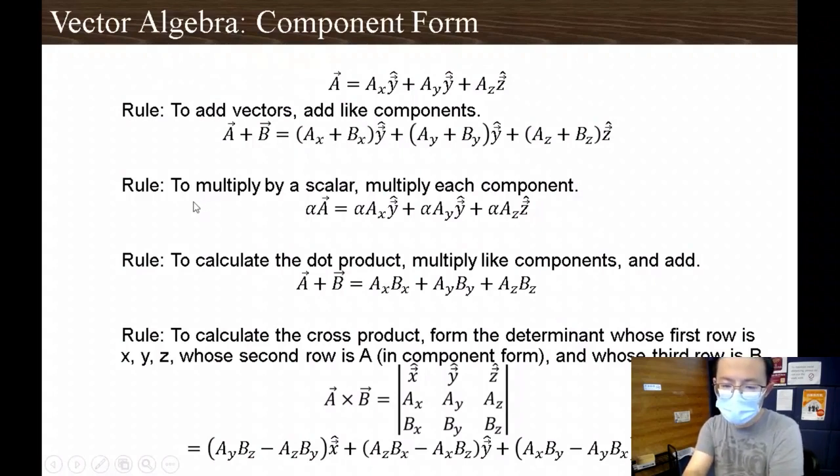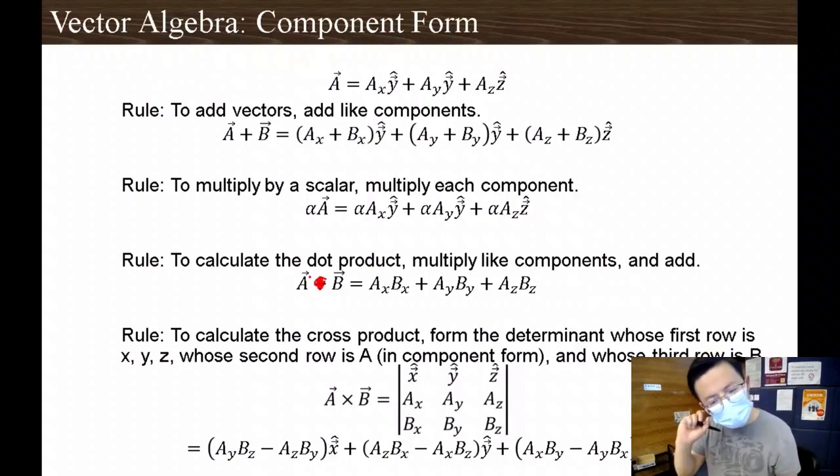Now here, when you are multiplying by a scalar, you have to multiply the scalar for each component, and if you calculate the dot product, you need to multiply like components. So this is not A plus B, it should be A dot B, and A dot B is actually AX BX plus AY BY plus AZ BZ. This means that if you dot two vectors together, what you get is a scalar.